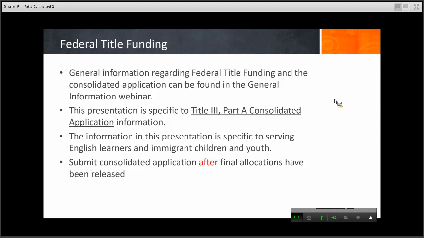The other piece of information I wanted to share with you initially is to make sure that you wait until after the final allocations are released. We're anticipating beginning to mid-July. Please don't submit before that because you may have to get it unsubmitted and make some modifications and then resubmit it, which might cause a delay in getting it approved or resubmitting. Just hold off until after final allocations have been released.